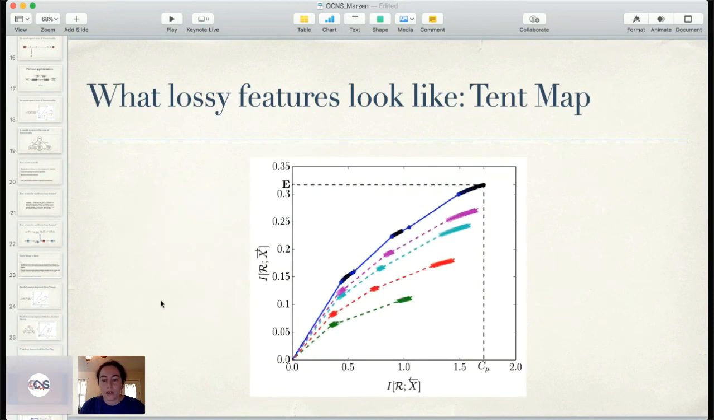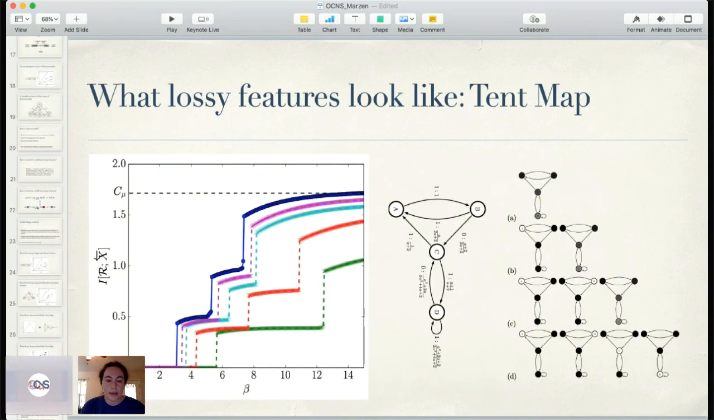When we do our information curves for the tent map, we find that order 2 Markov approximations, the green, are not so great. Order 3 Markov approximations, the red, are not so great. And so on and so on. They actually aren't as bad as they were for the previous two examples, the even process and the random insertion process, because you can see that the purple is actually relatively close to the blue, which is the ground truth. But what I really want to show you from this was that you can draw this pretty cool diagram, which I'm still not sure what to call.